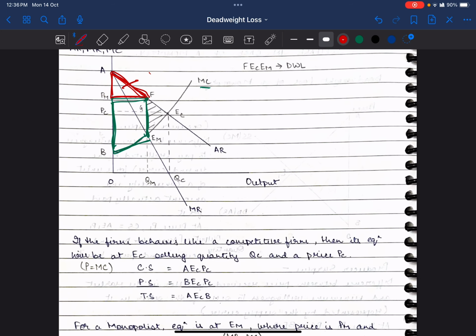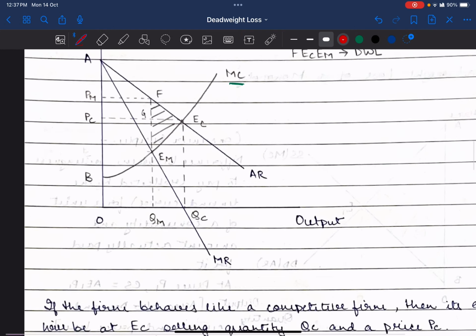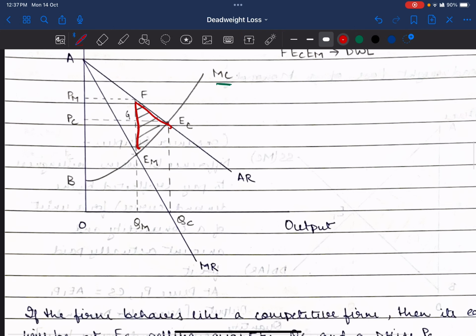Now if you see the consumer surplus and the producer surplus, you will notice a very important thing, that both the consumer surplus and the producer surplus have reduced in the case of monopoly. However, a portion of the consumer surplus is now a part of producer surplus, this portion. Thus, the monopolist extracts a portion of the consumer surplus by charging a higher price for its product. Now, we see a triangle here that was earlier a part of the total surplus, but now it doesn't get included.